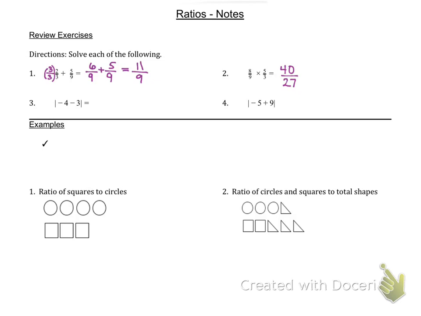Number 3, the absolute value of -4 minus 3. So first I'm going to do -4 minus 3, which is -7. And then the absolute value of -7 is +7. And then number 4, we have the absolute value of -5 plus 9. -5 plus 9 is 4, and then the absolute value of 4 is still 4.